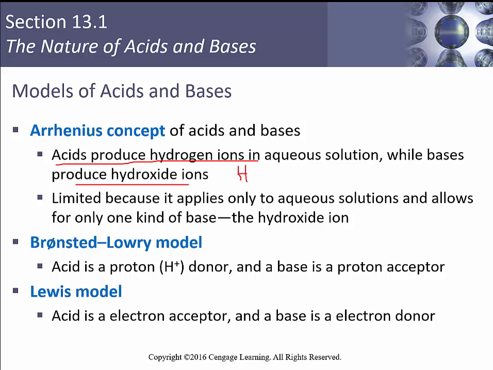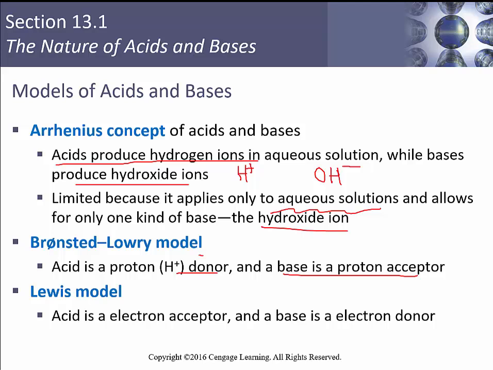So you got H+ for an acid and OH- for bases. It's most limited because it only applies to aqueous solutions, right? And it really only allows for one kind of base. That's the hydroxide ion. The Bronsted-Lowry model is going to take things from the proton's perspective. And it says that an acid is a proton donor and a base is a proton acceptor. And so that's a little bit more general of a definition.